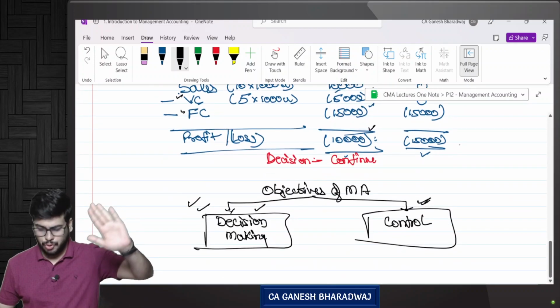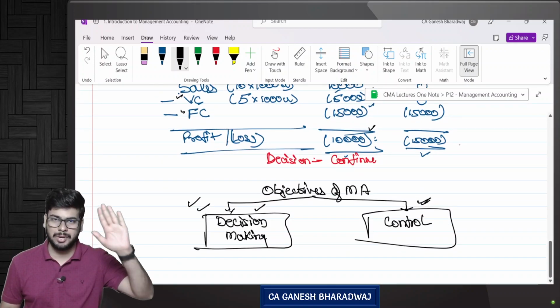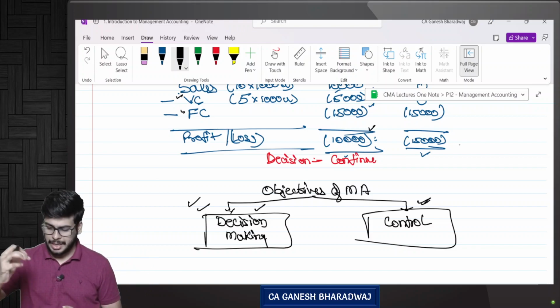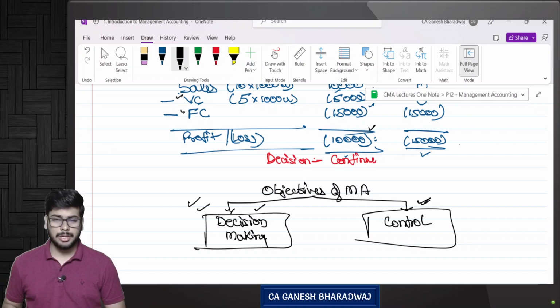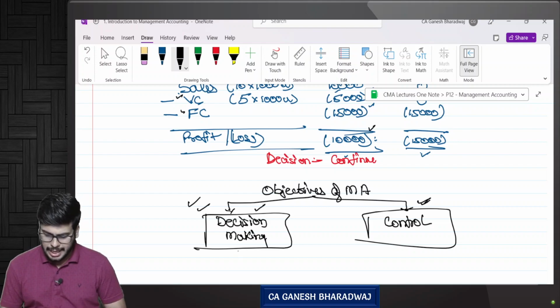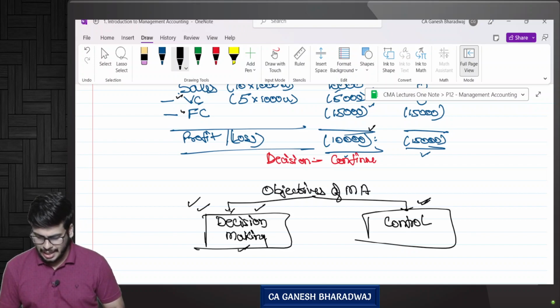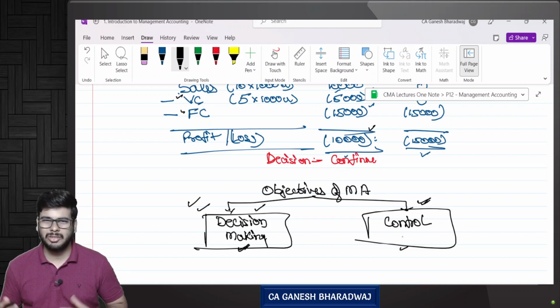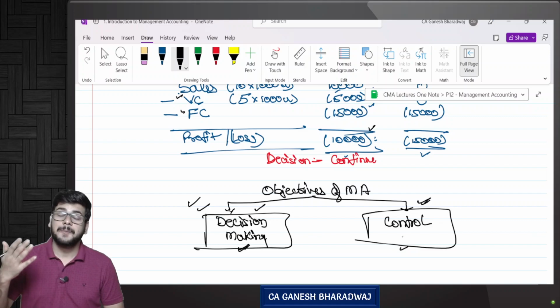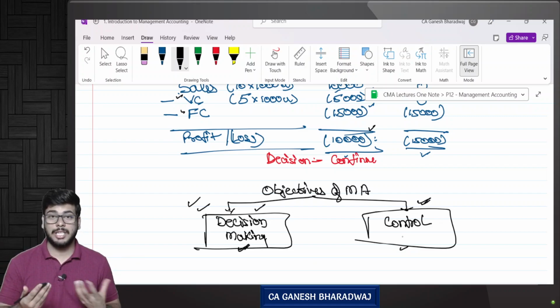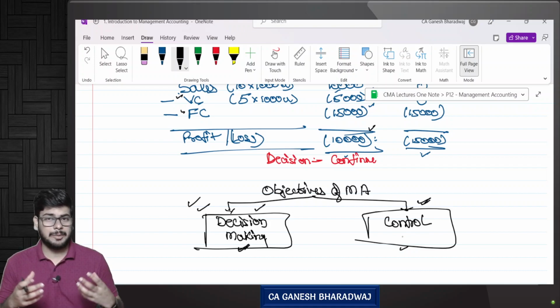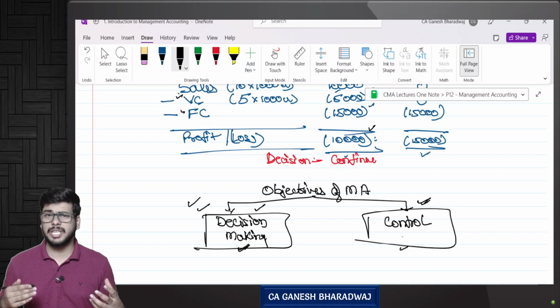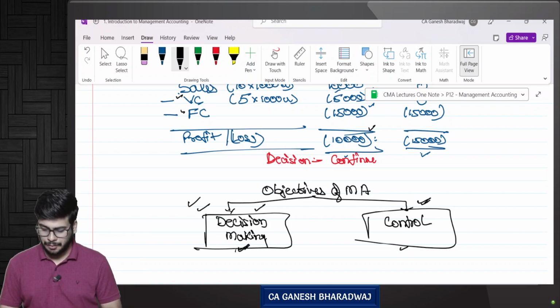Now, of course you also know the twin objectives of this paper: decision making and control. Always have this in your mind. If you see here, certain chapters in our subject help achieve decision making: marginal costing, applications of marginal costing, budgets to some extent. Some chapters will help achieve the control objective, like standard costing. Then you have chapters like transfer pricing and budgets and budgetary control, which help achieve both objectives of decision making and control.